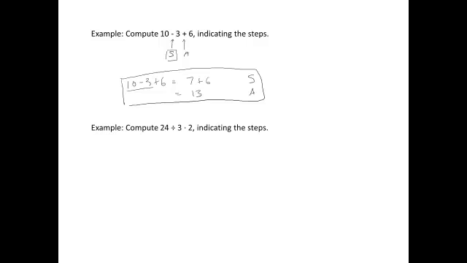Example, compute 24 divided by 3 times 2. We have a division, and we have a multiplication. Which one comes first? Multiplication and division done left to right, so the division step comes first. 24 divided by 3 times 2, division first. 24 divided by 3 is 8, we just divided. 8 times 2 is 16, we just multiplied.